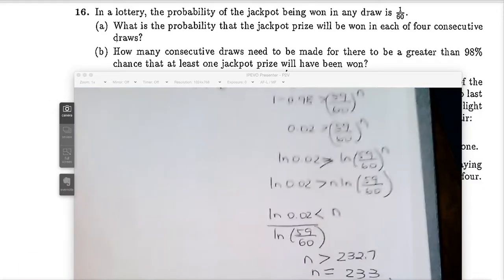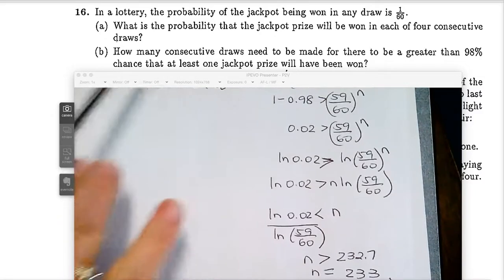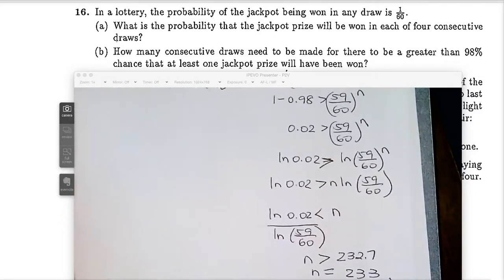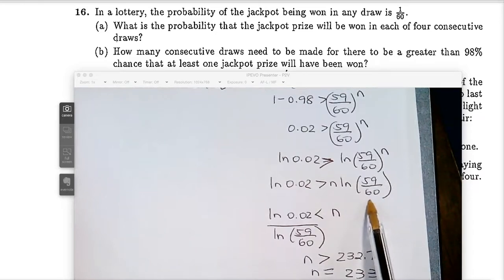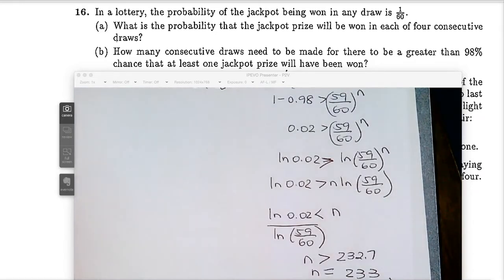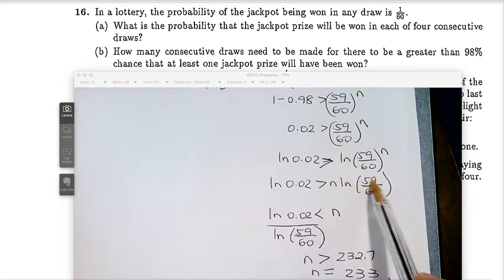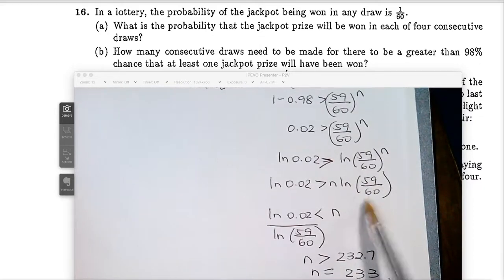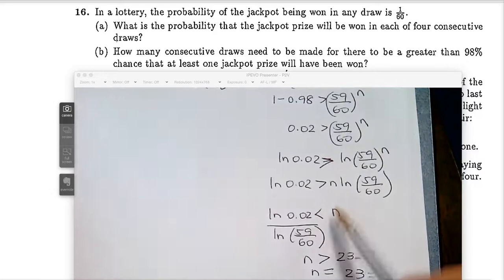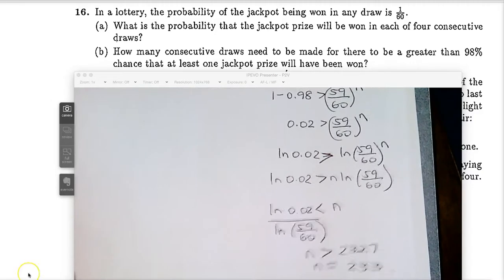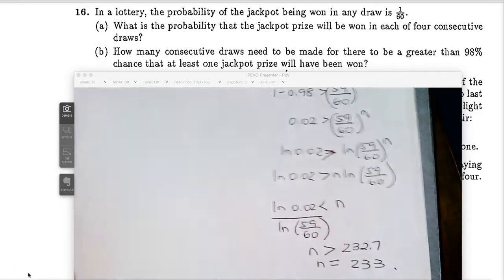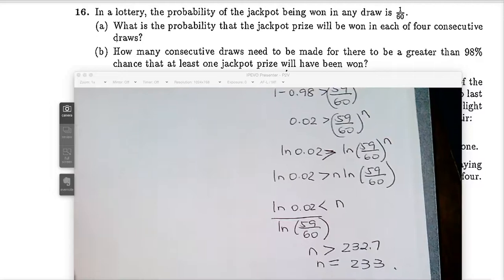Now, with the other one, I'm just wondering, rather than doing it by series, if we could have done it with this sort of tree diagram idea. The reason I'm flipping here is if you work out ln(59/60), it'll be a negative number. Log of anything between 0 and 1 is negative. And that's why we flip. So n's got to be greater than 232.7, so it's 233.